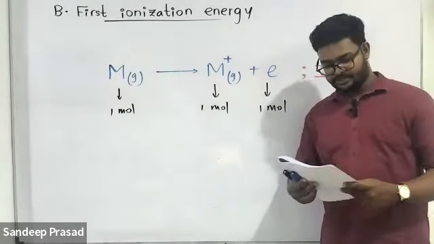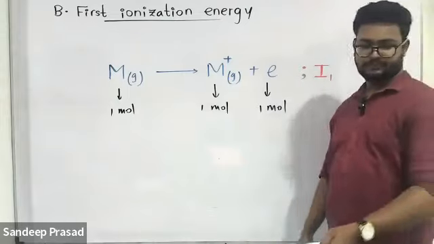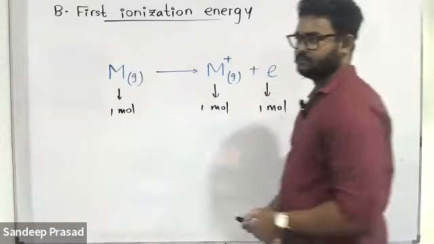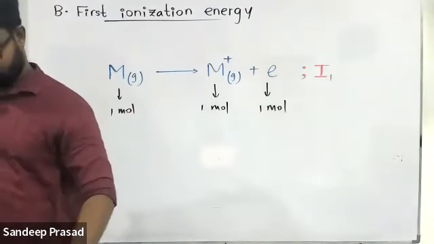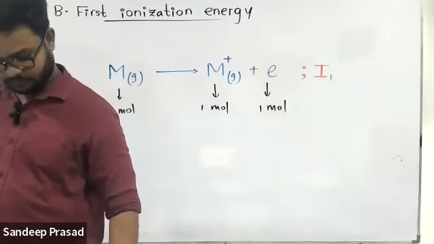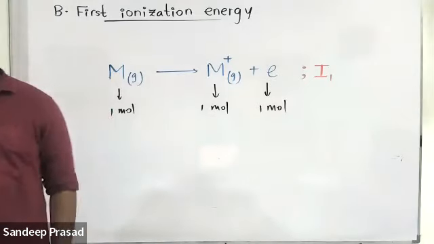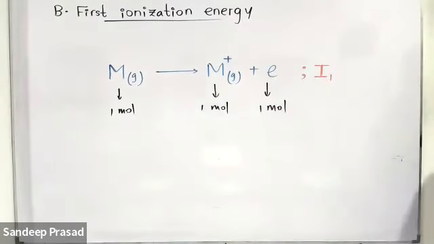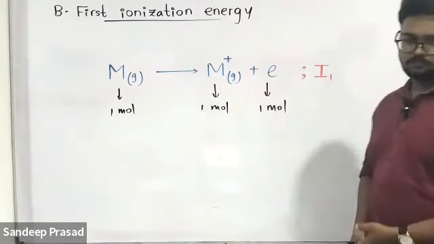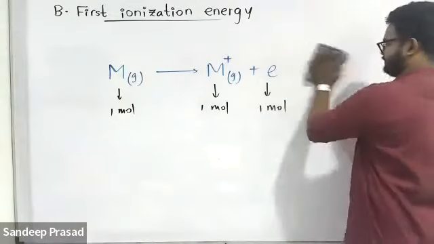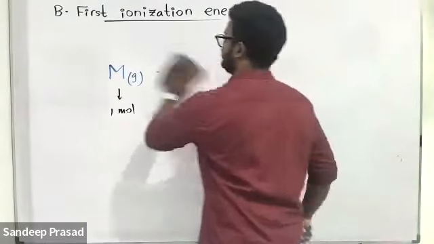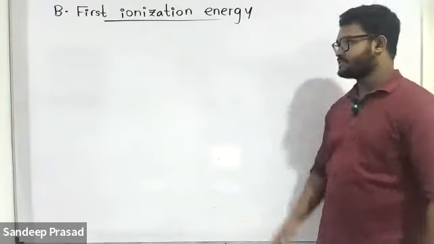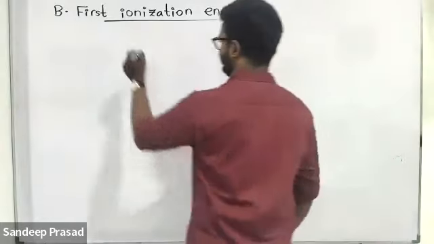Now let's move to page number 42. Quickly write down. What are the factors affecting the ionization energy? Now you know what is meant by ionization energy. What are the factors affecting it?